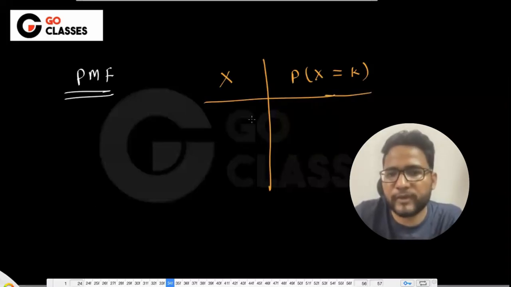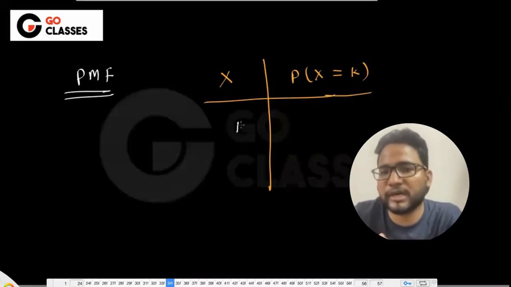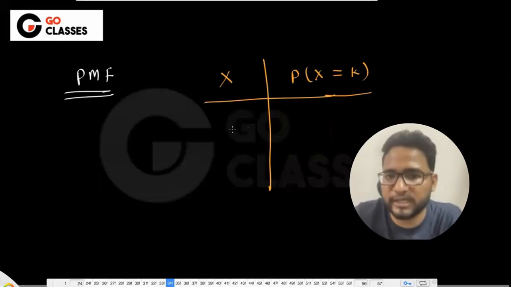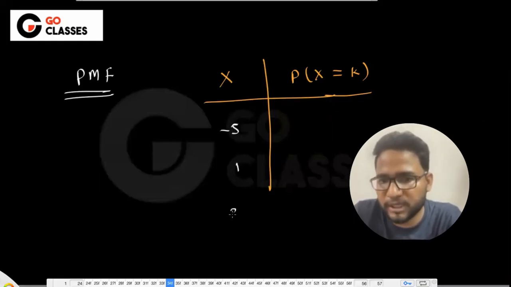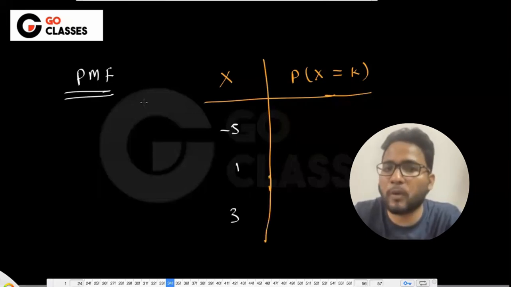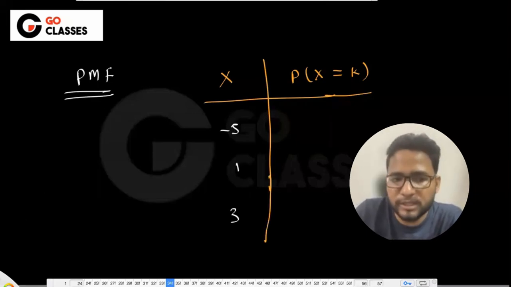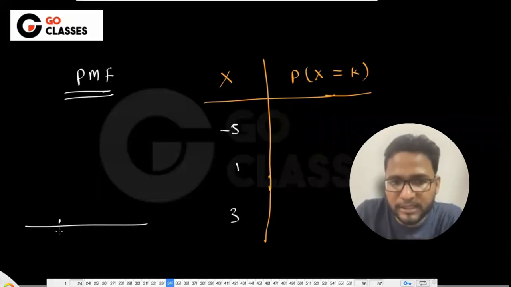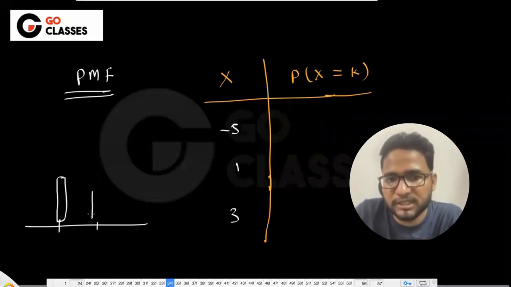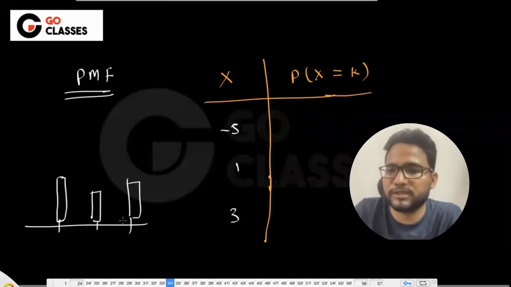It means x can take any value. It is not necessary to take a positive value: -5, let's suppose, then 1, maybe 3, anything. If x is like this, then what are the probabilities? This is called the probability mass function, which tells you for every x what the mass is that is sitting at this point, and this point, and this point.